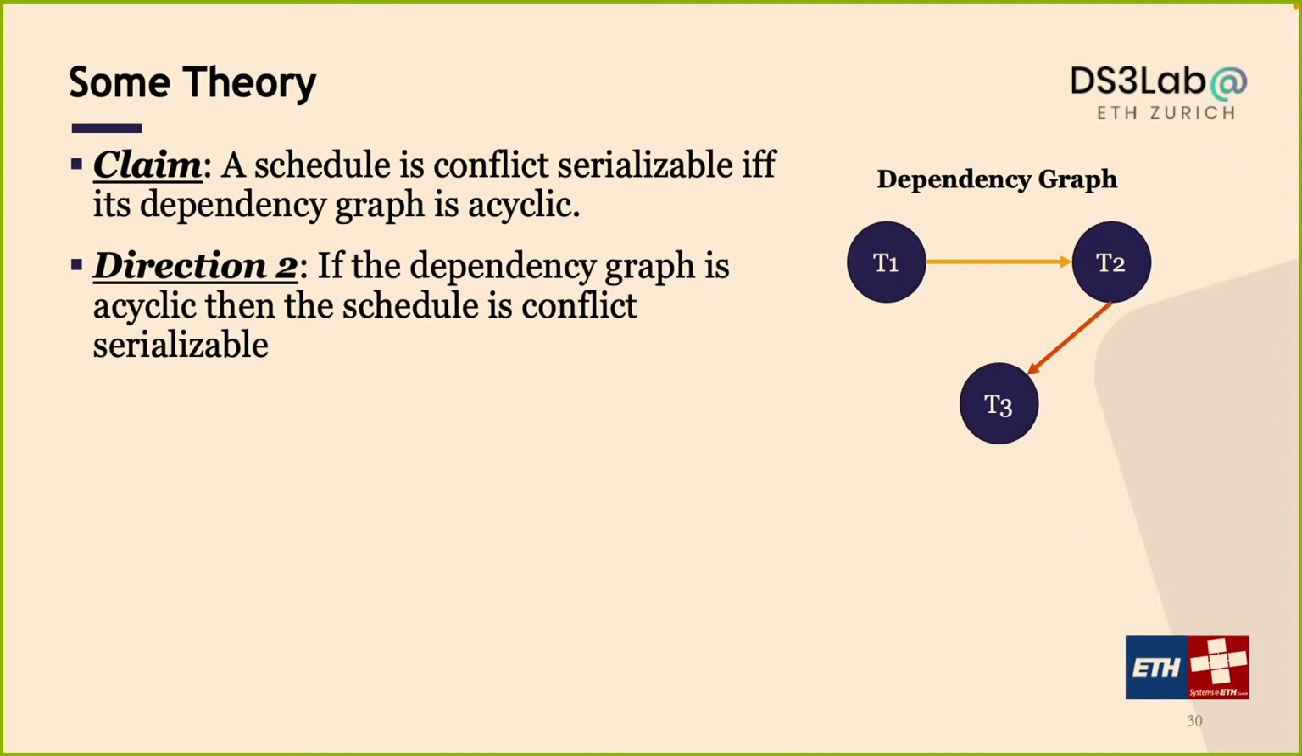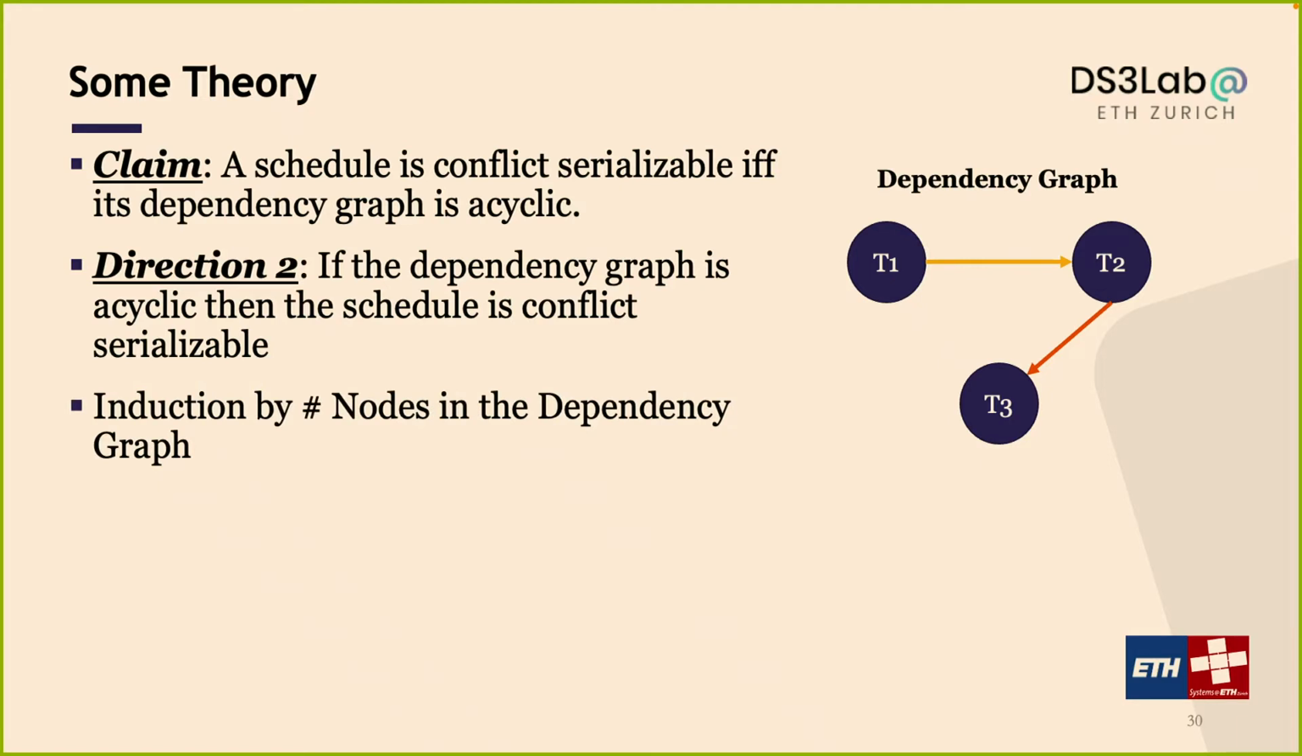And you prove the other direction: if the dependency graph is acyclic, then the schedule is conflict serializable. The way to think about it is to do induction on the number of nodes in the dependency graph. You start from a smaller dependency graph that's acyclic, assume that it is conflict serializable, add a node, and reason about that. It should be relatively easy to prove this statement.